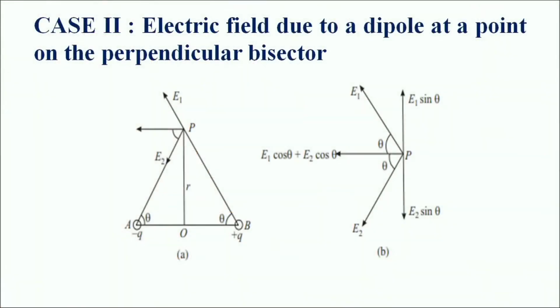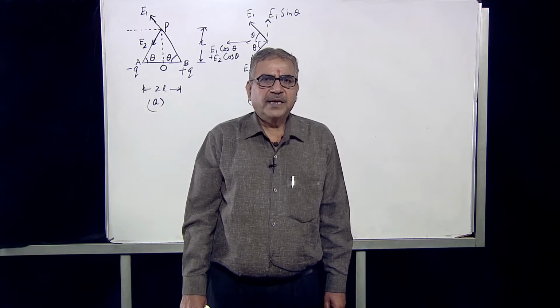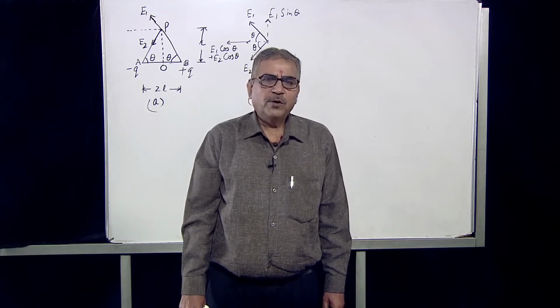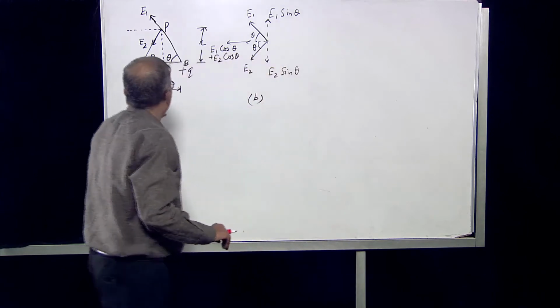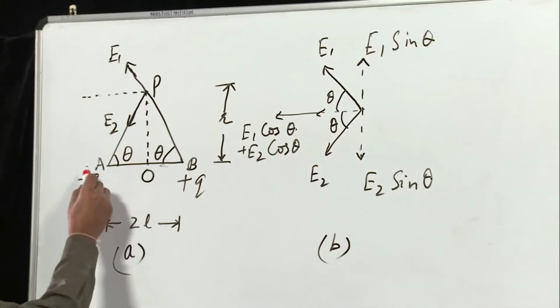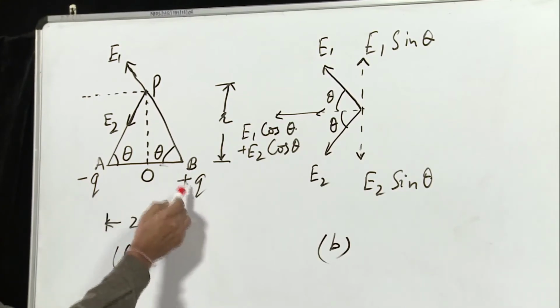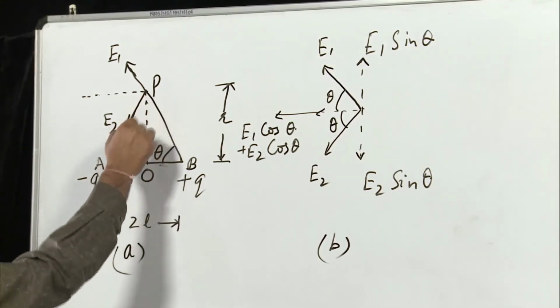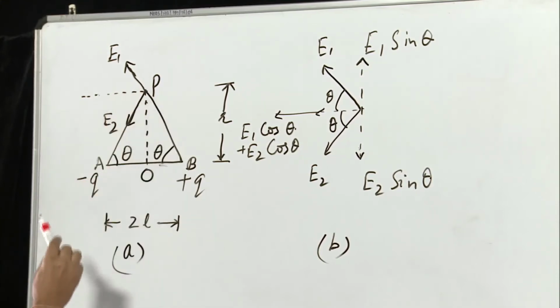Now let us calculate the electric field in the second case when the point P lies on the equatorial line of the dipole. So let us come to the board to find out the electric field due to a dipole on its equatorial line. Let us refer to figure A. Here we are having a dipole AB, charge minus q is here, charge plus q is here, and this is point P on its equatorial line, means on its perpendicular bisector.